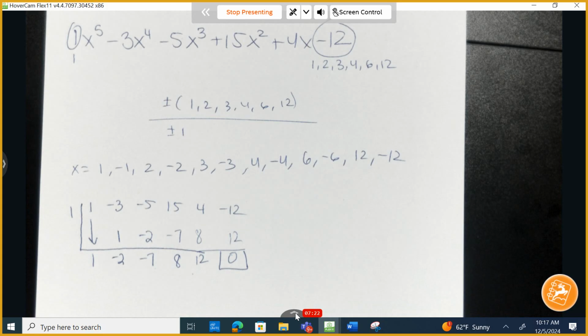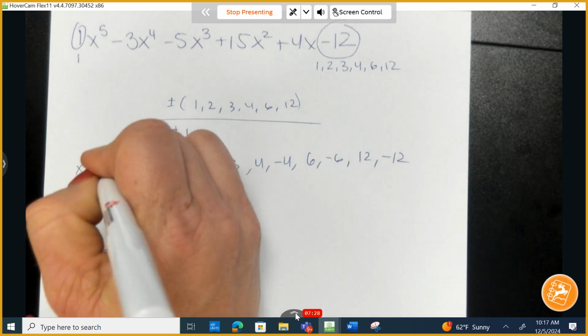Turn to your partner. This is my last example of the day. What does this mean? It means that 1 works. How do I know it works? Because I got 0. I'm going to circle it.